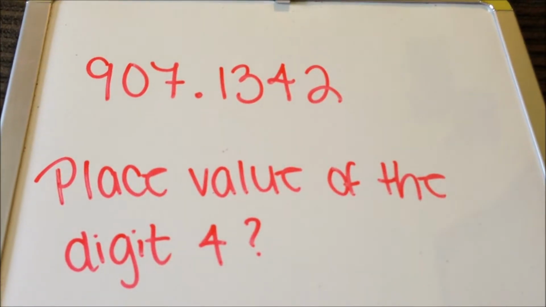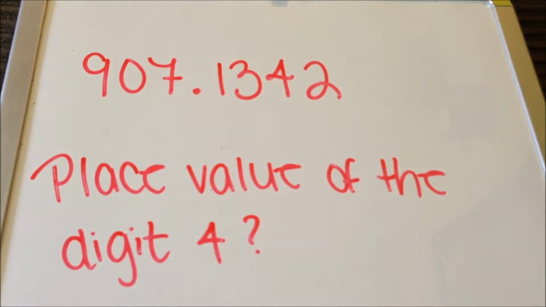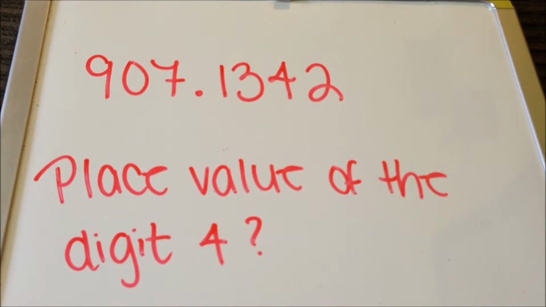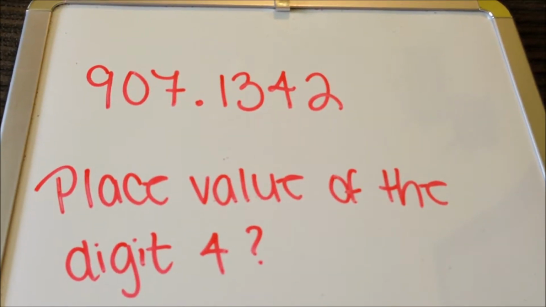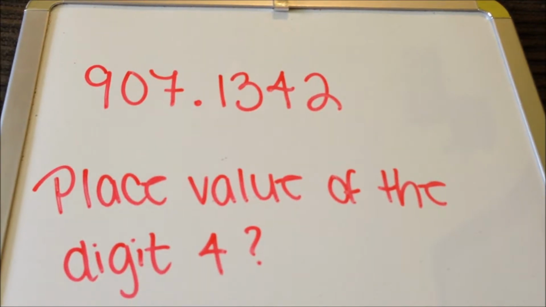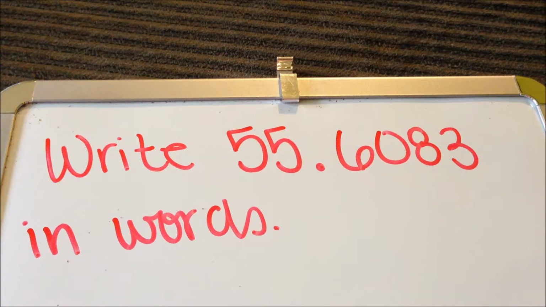In the number 907.1342, what is the place value of the digit 4? Well, it's in decimal form, so in 1342 we have tenths, hundredths, thousandths. It's in the thousandths position.